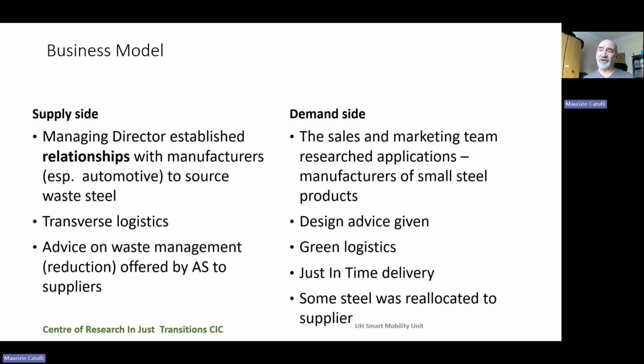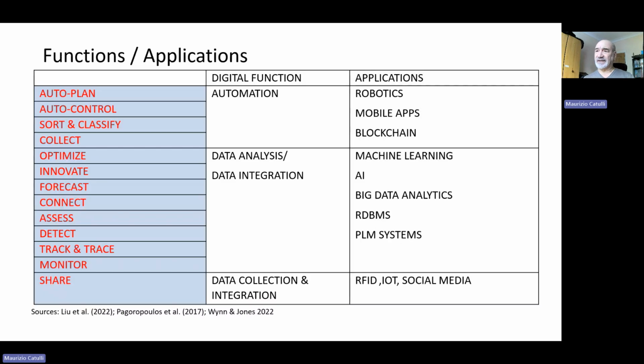Next step, because as we said, you can run out of refurbished steel, or you are not able to predict where the various materials are coming from. That's where there is a role for the digital technologies. So I'll show you something here. First of all, if you look at the left-hand side, you've got the various functions that you need to perform. So you've got auto plan, auto control, sort and classify.